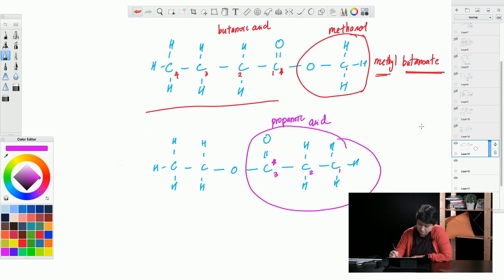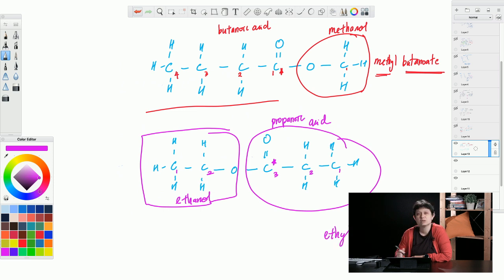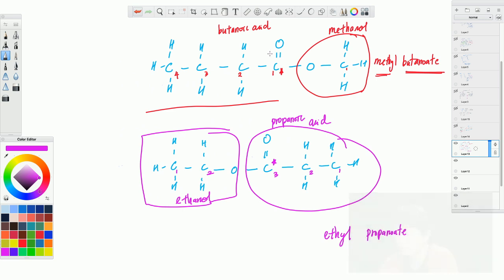So propanoic acid is propanoate. Okay? This part, 1, 2 carbons, ethanol. So it's ethyl. So the name of this molecule is ethyl propanoate. Okay? So can you see? It's flipped. So you can't just say, I always come from the left. No, it doesn't work that way. You have to look at where the carbon is, which is connected to the double bond to oxygen. Okay? All right?